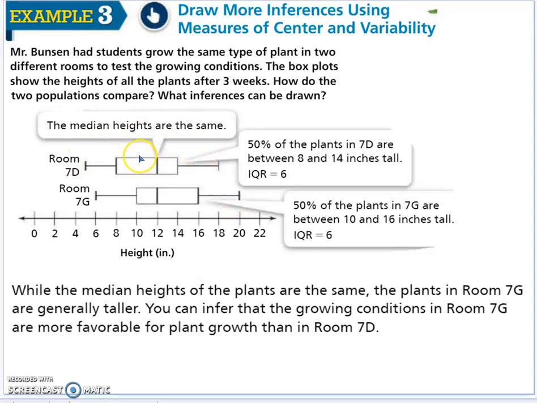So that means that, okay, so what we notice is that the IQRs are exactly the same. So what it means is that the plants in 7G are growing more, so therefore the conditions in 7G must be better than they are in 7D. Okay, since the plants are growing taller, it must be easier for them to grow in that room than it does in 7D. Okay, so you can remember at any time, pause it, go back, watch it again, whatever.